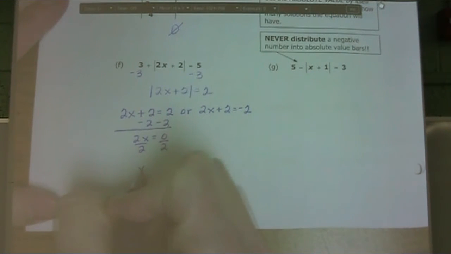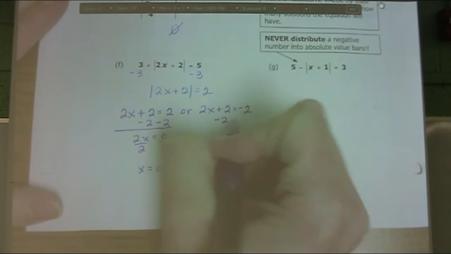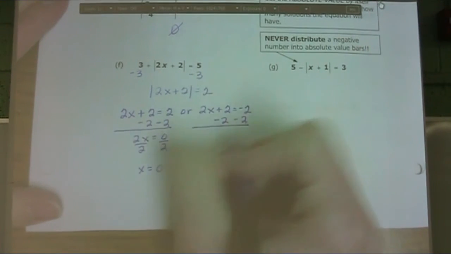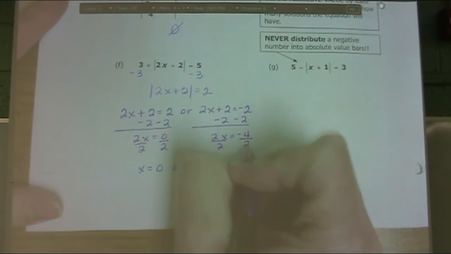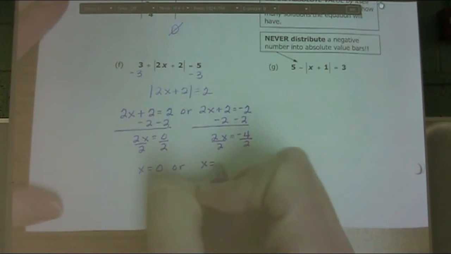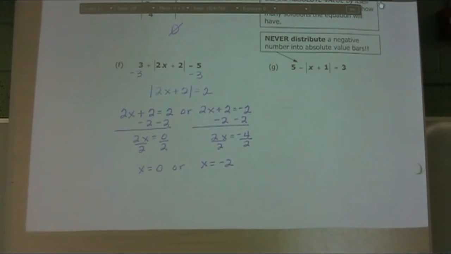And so I have x equals 0, or here, subtract 2 on both sides. Then I've got 2x equals negative 4. Divide both sides by 2. And I have x equals negative 2. So 0 or negative 2 are my answers.